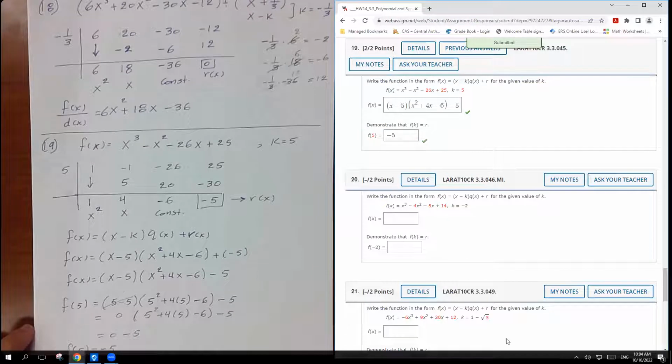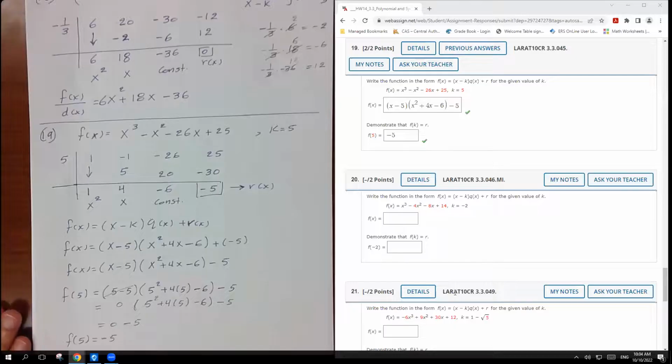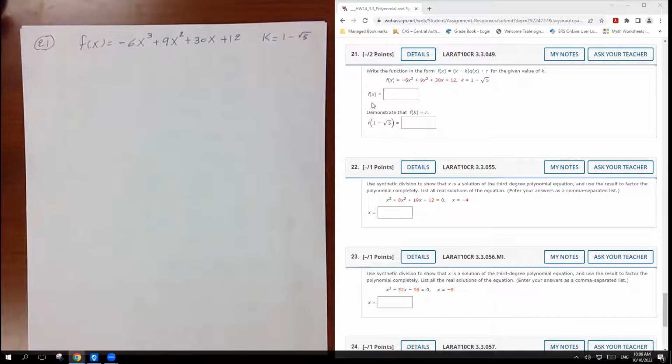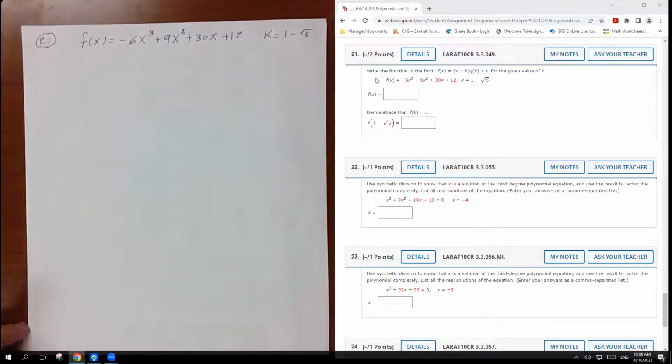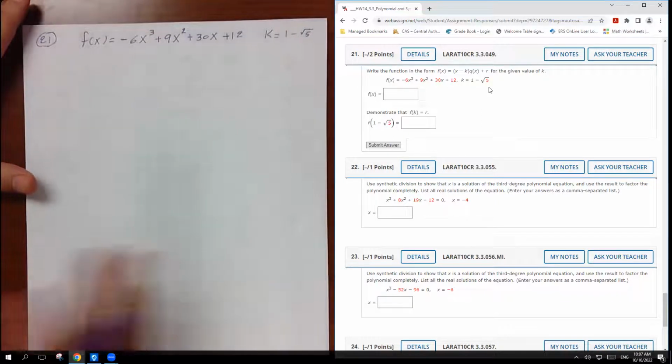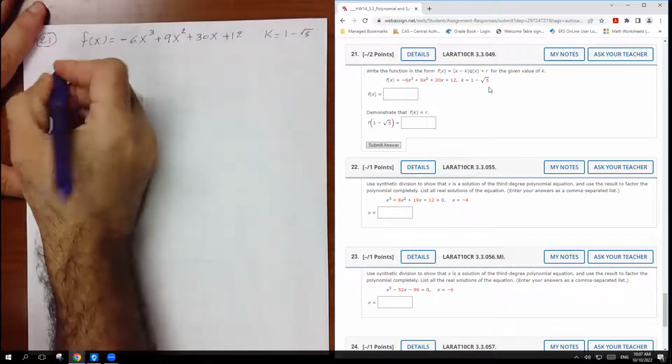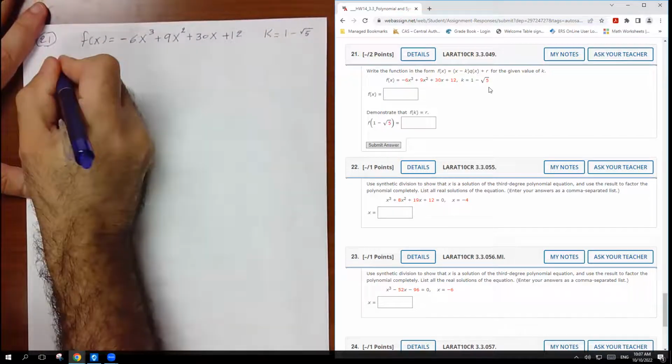Here we go. Let's go to the next example. Example 21 is a really important example. You're going to do exactly the same steps, but look at the k. K is 1 minus the square root of 5. So be careful with this example because you're going to do multiplication. So k equals 1 minus square root of 5. There is no missing term here.